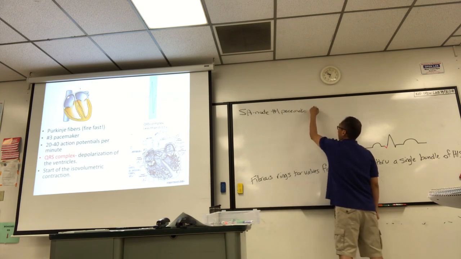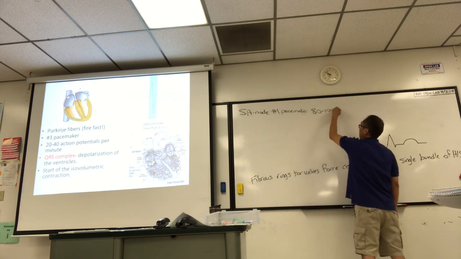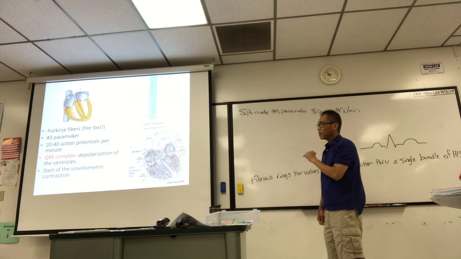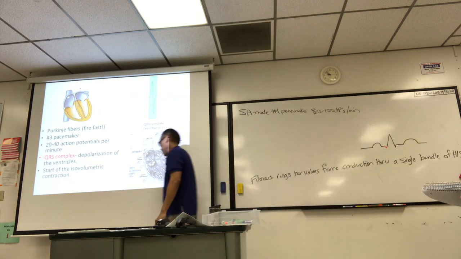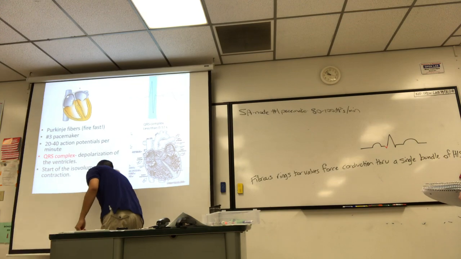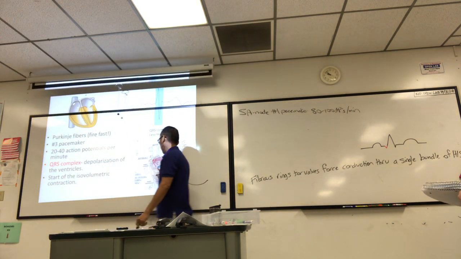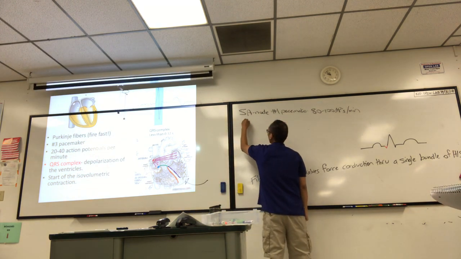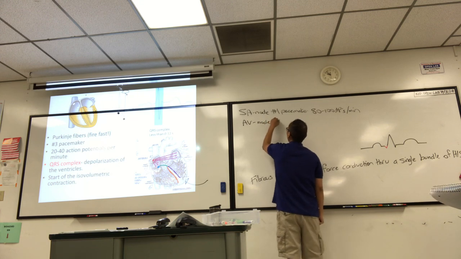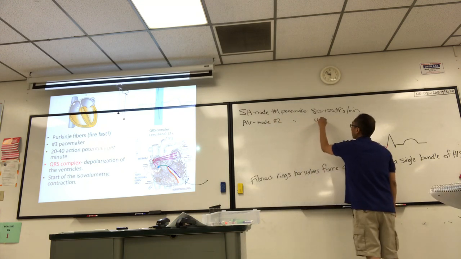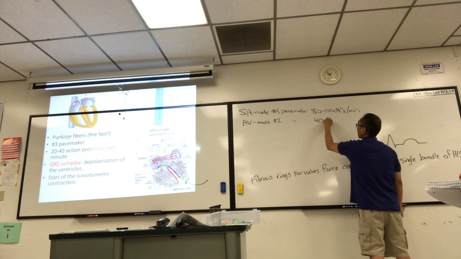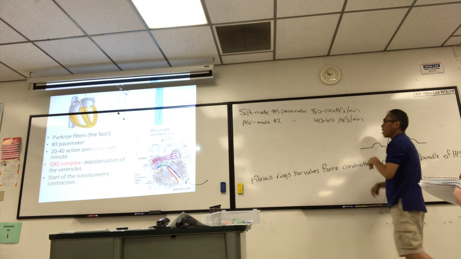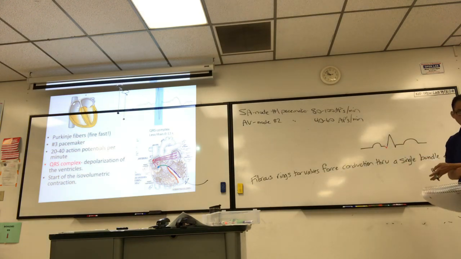It can generate 80 to 100 action potentials per minute. Turns out the AV node, which I already mentioned, also has pacemaker potential. We're calling it in here in blue. That has pacemaker potential. It's your number two pacemaker. It could generate 40 to 60 action potentials per minute. If something goes wrong with the SA node, the AV node can take over.